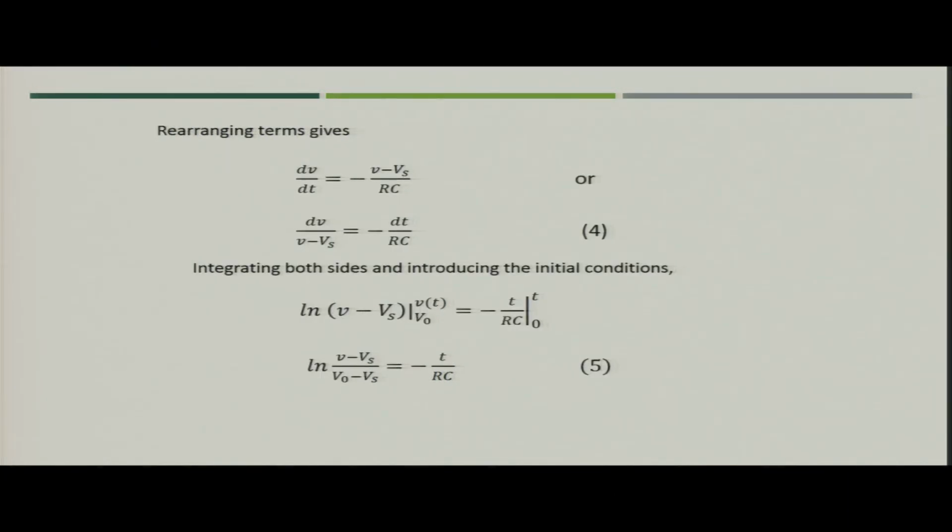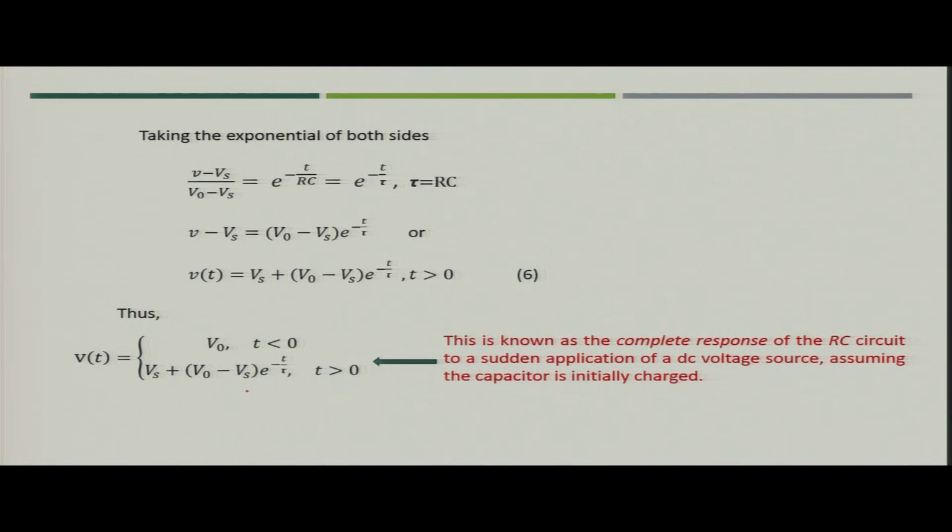Now, when we derived it, we came to know that the voltage V(t) at any particular time t is V naught when time is less than 0. So, we assume that the capacitor is initially charged with some voltage V naught, and when the switch is closed, the response of the voltage for time t greater than 0 is V s plus (V naught minus V s) into e to the power minus t by tau. So, this is what we discussed yesterday in our lecture.